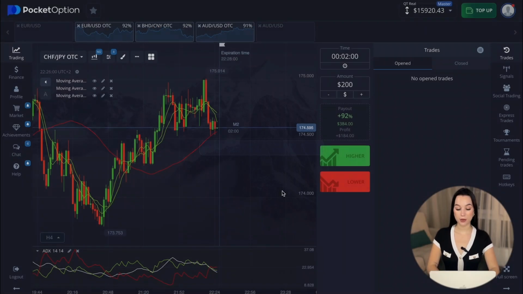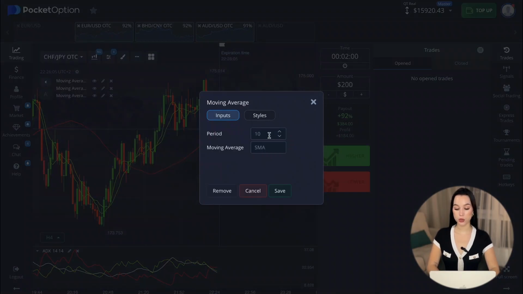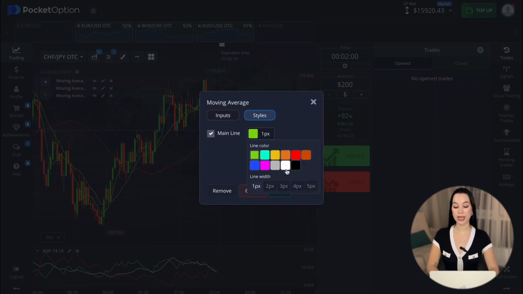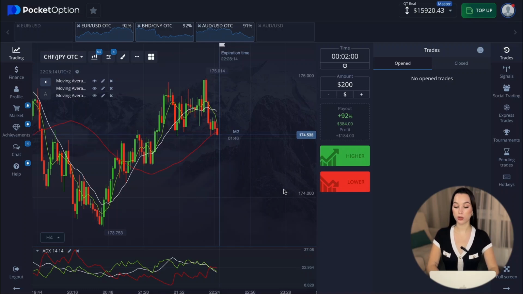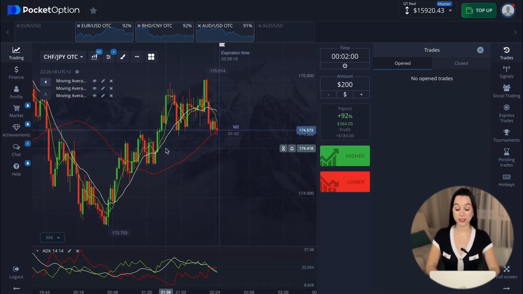And we click save. For the third moving average, we choose the period of 14, moving average SMA, and the color is white. So let's get started. First of all, we need to choose a really good chart, because the chart is the key to a successful trading session.